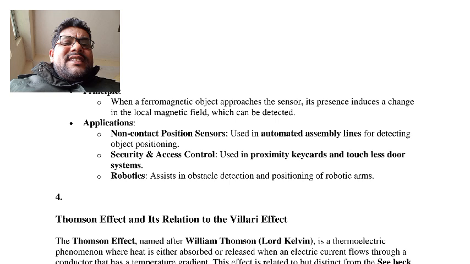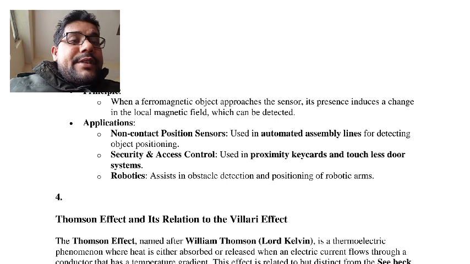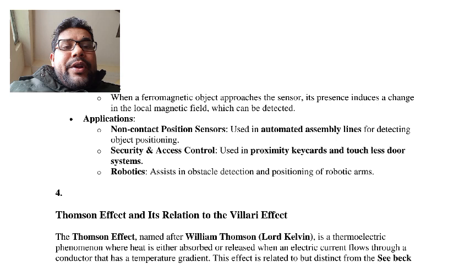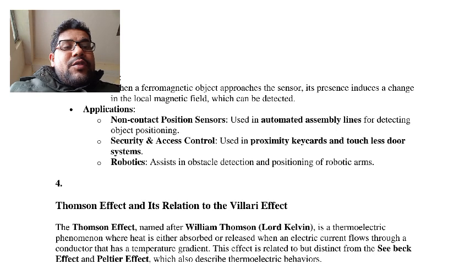Non-contact position sensors are used in automated assembly lines for detecting object positioning. Security access control uses proximity keyboards and touchless door systems. Robotics uses them to assist in obstacle detection and positioning of robotic arms.